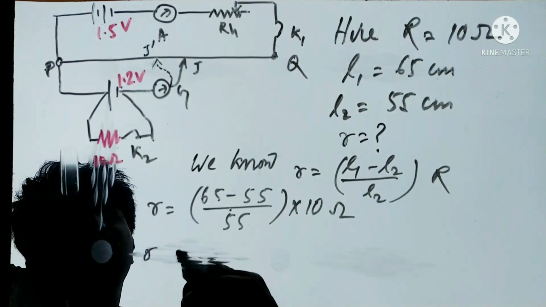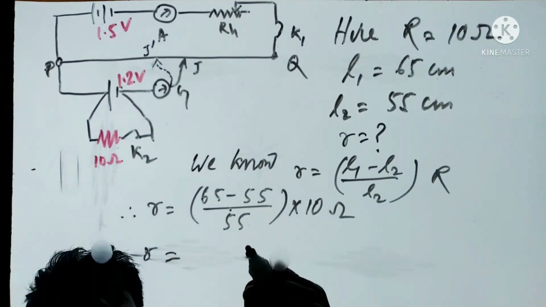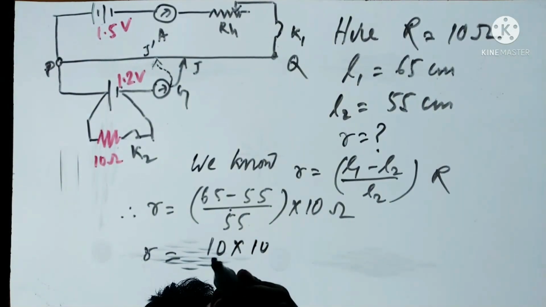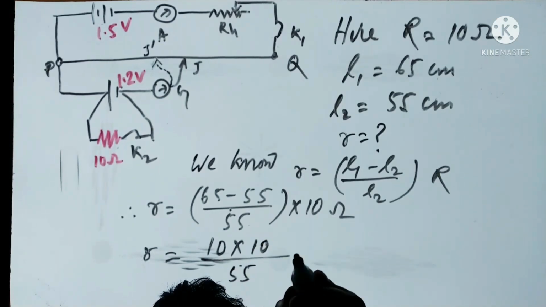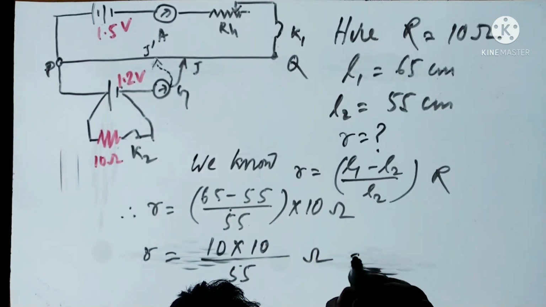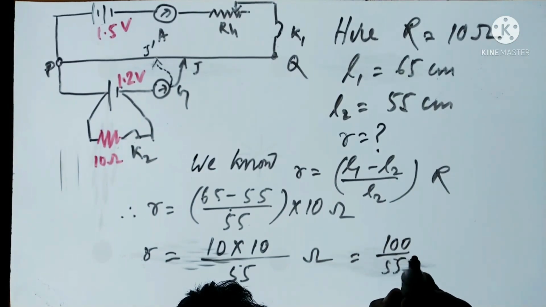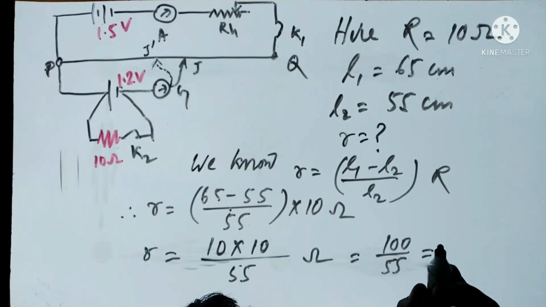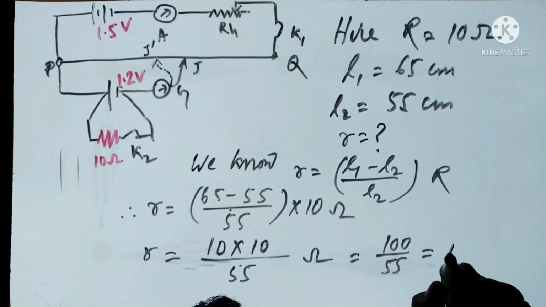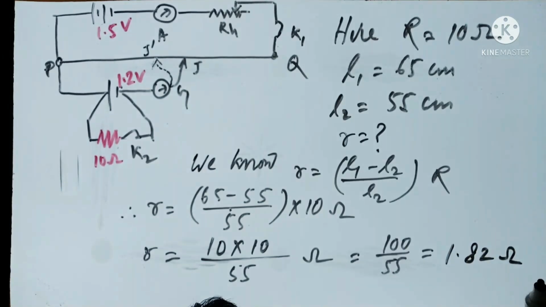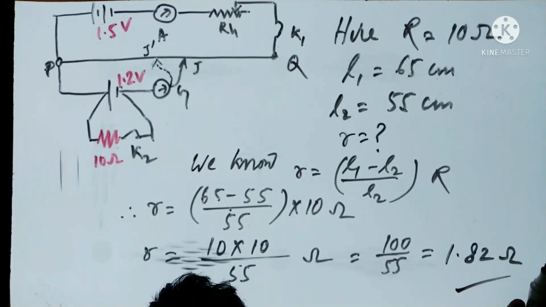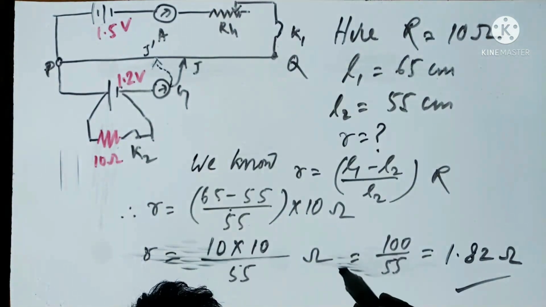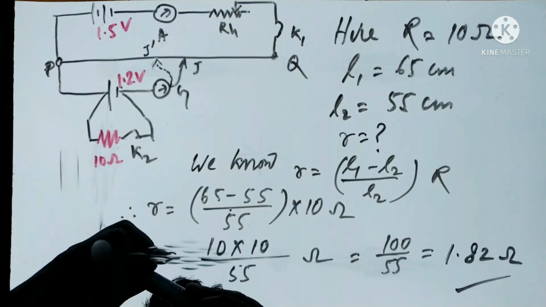So if you calculate it, you will get the internal resistance of the cell, which is 65 minus 55, 10, multiplied with this 10 divided by 55 ohm. So 100 divided by 55, which we will get if we divide it, that is 1.82 ohm. This is the final result. So we have learned how to calculate the internal resistance of a cell. Thank you so much, students.